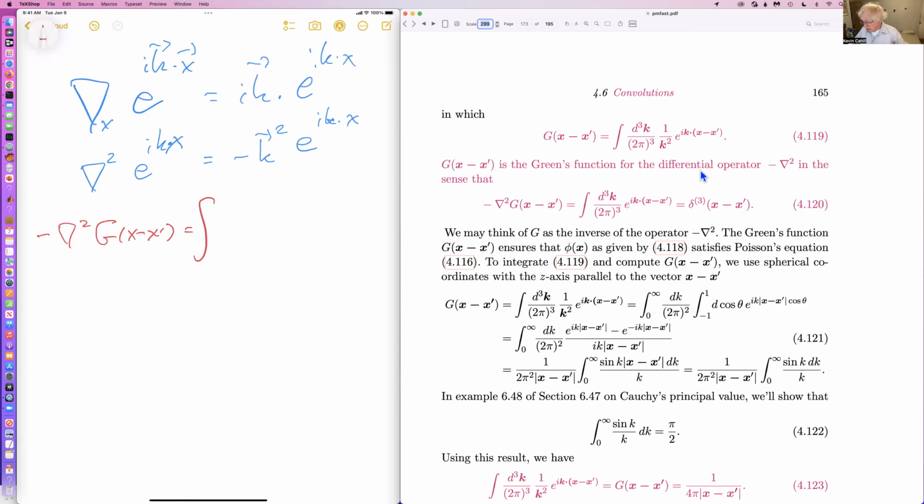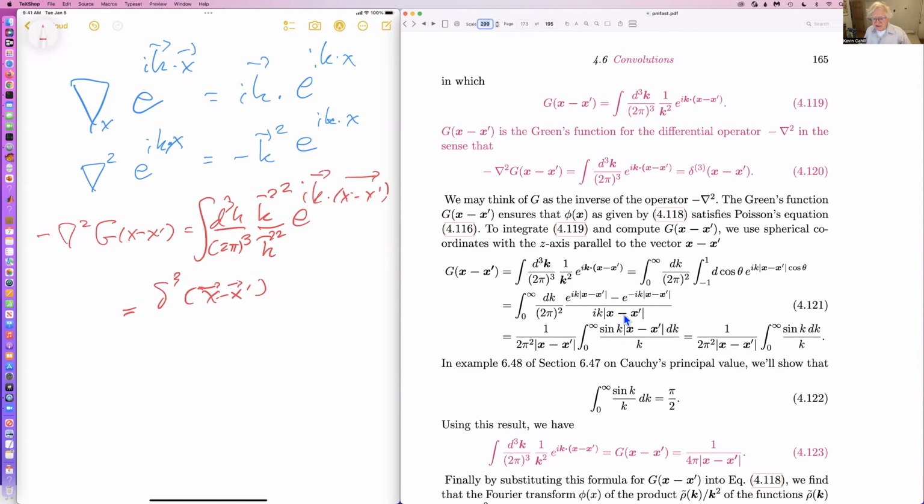Well, this would be an integral d cubed k over (2 pi) cubed. And minus Laplacian there would just bring down k squared, which would cancel the k squared here. And you just have e to the i k dot (x minus x prime). These being vectors, the k squareds cancel, and what's left is delta cubed of x minus x prime. Anyway, so that's why this is the Green's function.